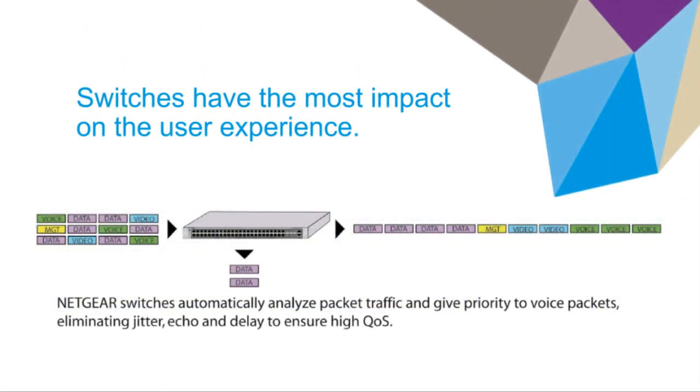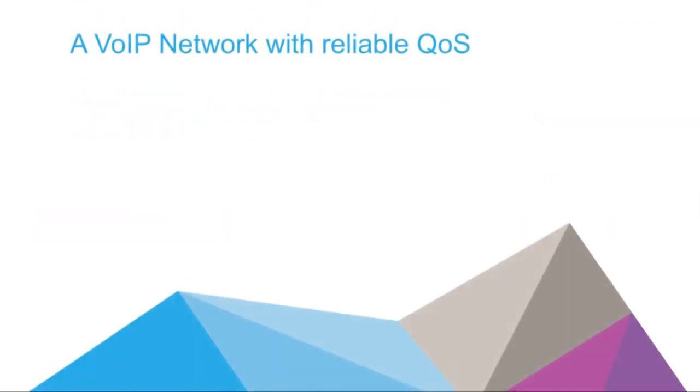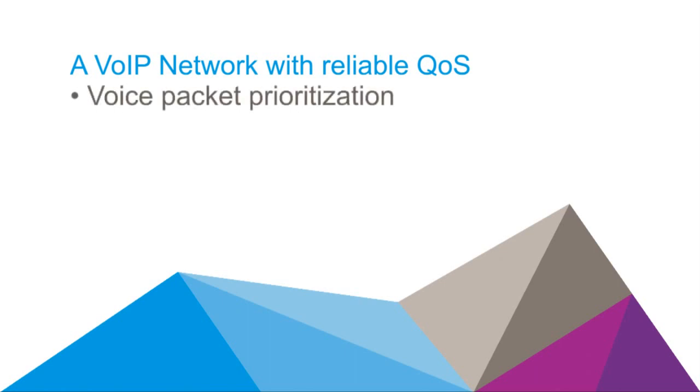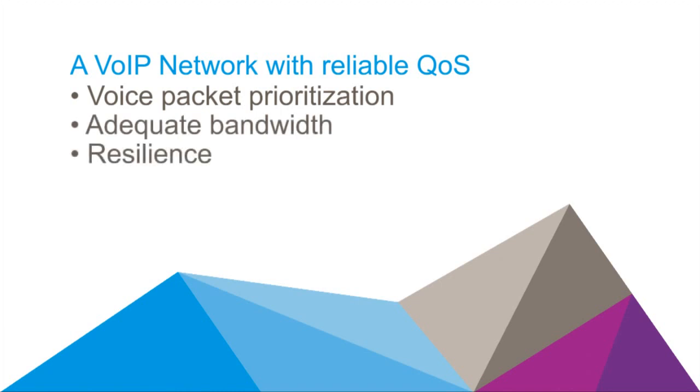With Netgear switches, VoIP traffic can be automatically prioritized to maintain the desired quality of service, even when the network is saturated. A successful VoIP network with reliable QoS has voice packet prioritization. Netgear switches accomplish this automatically. Adequate bandwidth, both network and switches. Resilience, network switches with alternate power supply. Security, the network must be protected from hacking, including physical hacking.